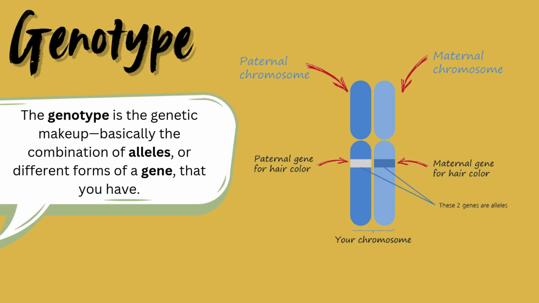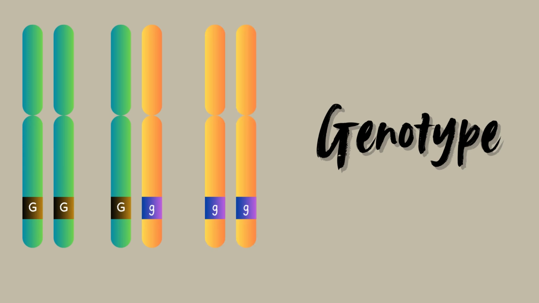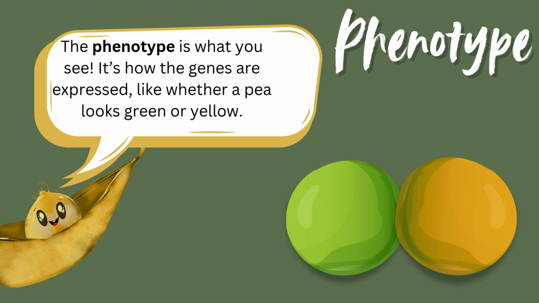The genotype is the genetic makeup, basically the combination of alleles, or different forms of a gene, that you have, like big G, big G, big G, little g, or little g, little g. Think of it like your secret code for your traits. The phenotype is what you see. It's how the genes are expressed, like whether a pea looks green or yellow.